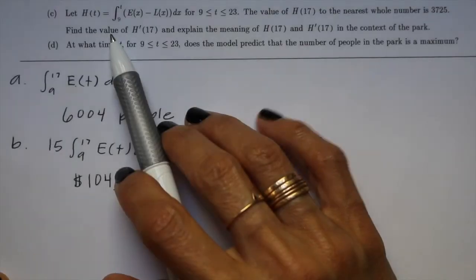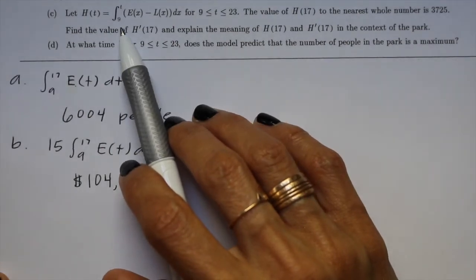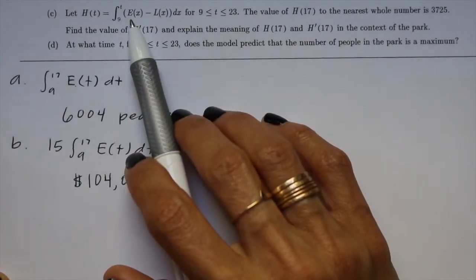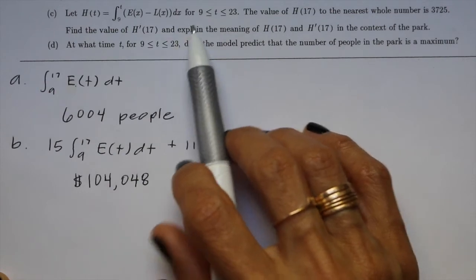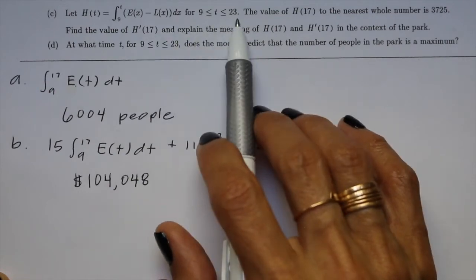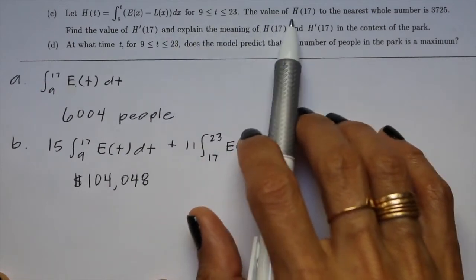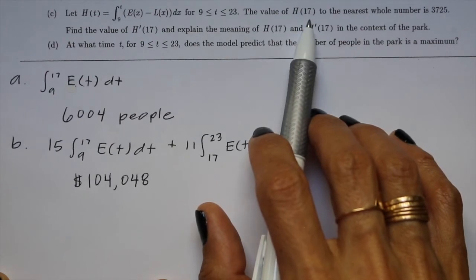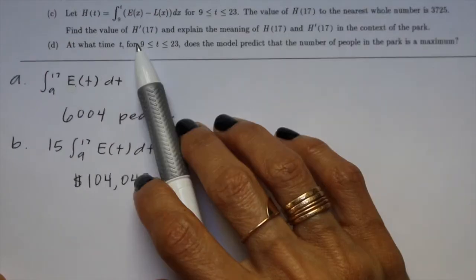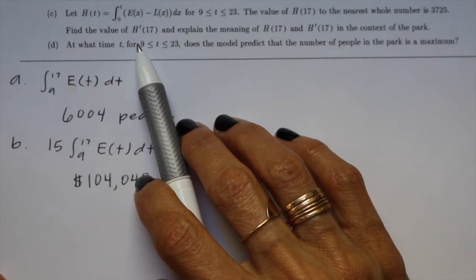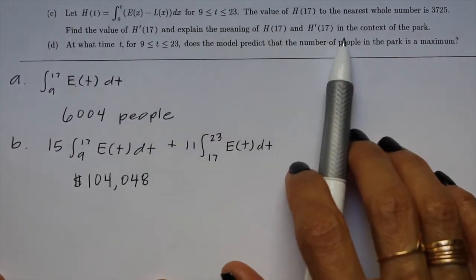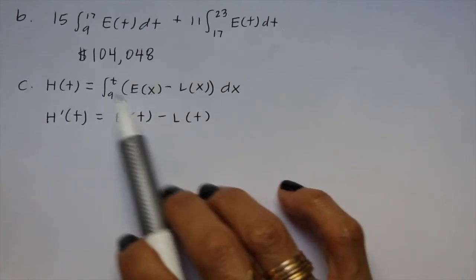Part C says let h of t equal the integral from 9 to t of E of x minus L of x dx for t between 9 and 23 inclusive. The value of h of 17 to the nearest whole number is 3,725. Find the value of h prime of 17 and explain the meaning of h of 17 and h prime of 17 in the context of the park. Here's the given function for h.